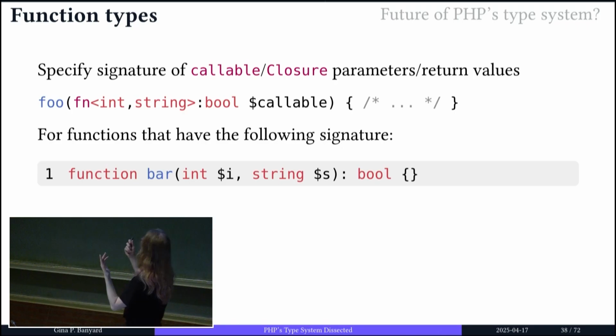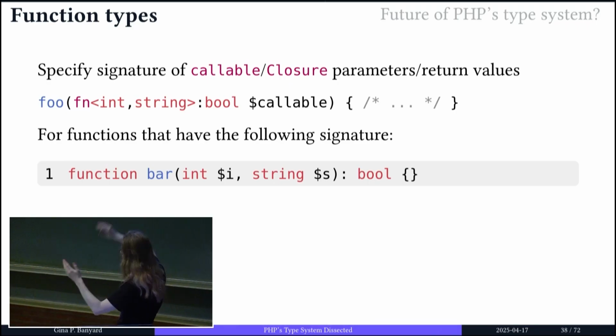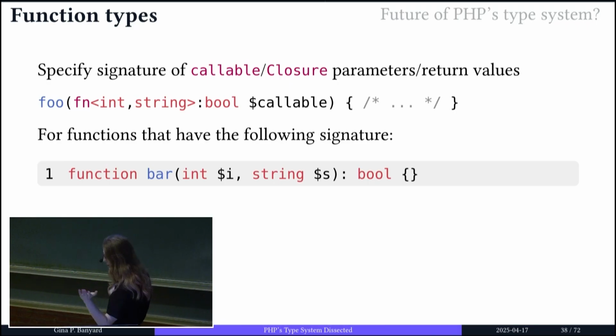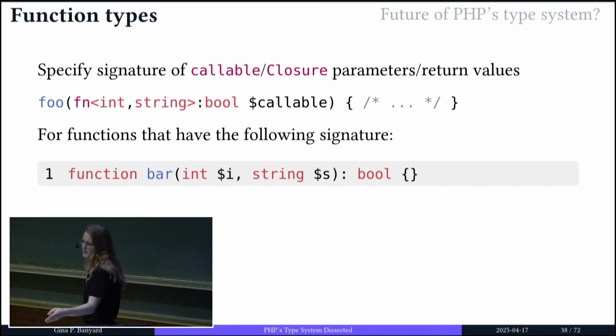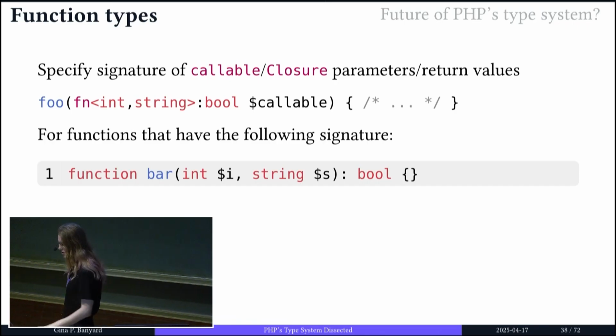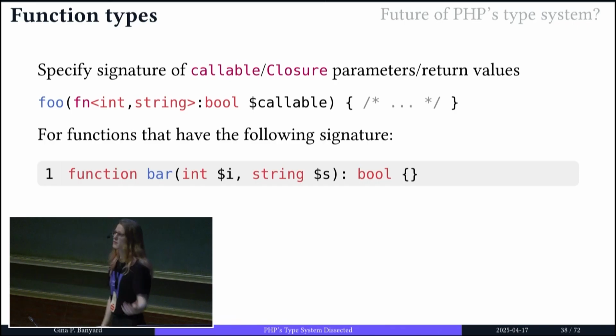So again, this is syntax I came up with, who knows if this will ever happen? You say, this function would be like, my first parameter is an integer, my second parameter is a string, and I return a Boolean.